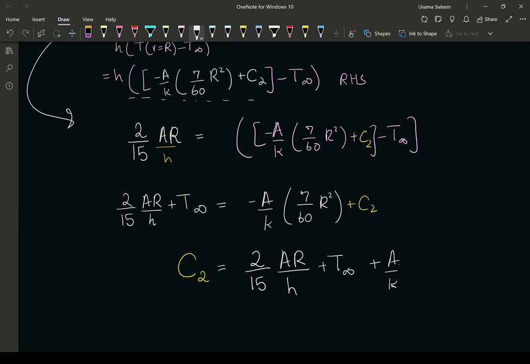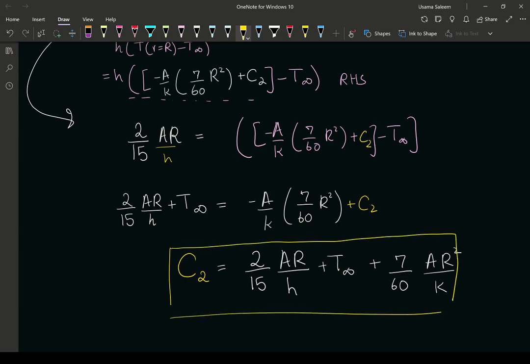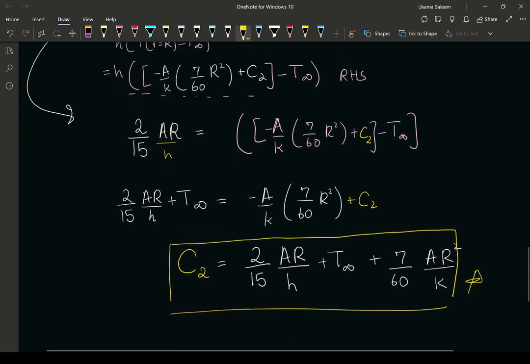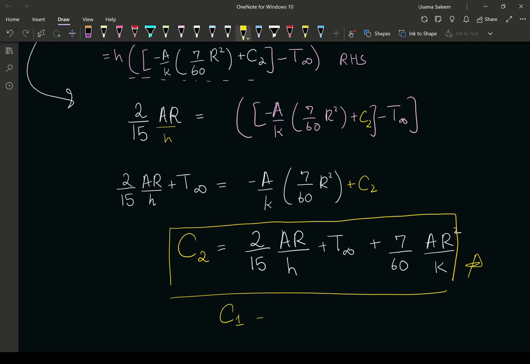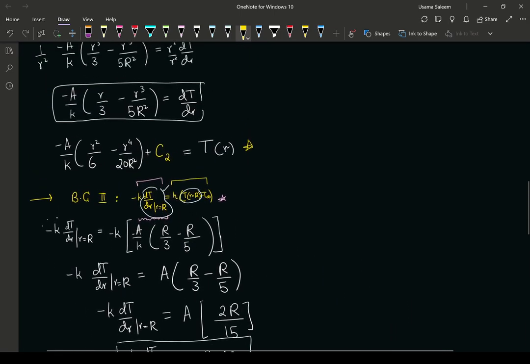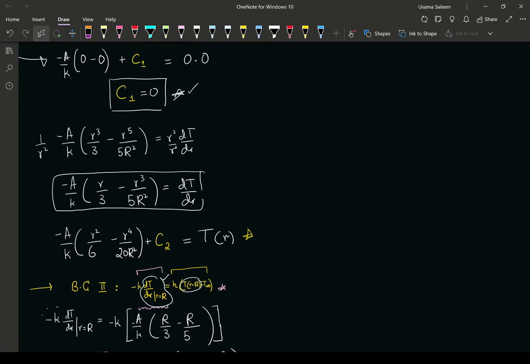If my OCD is kicking in, I'm just gonna write the numbers first. Good. So I have my C2 now. And keep in mind my C1 was equal to 0. So I've evaluated both constants of integration. So let me just grab this once again, so we can rewrite everything.